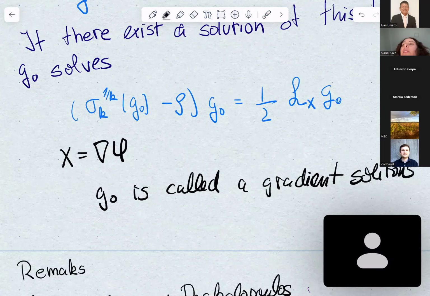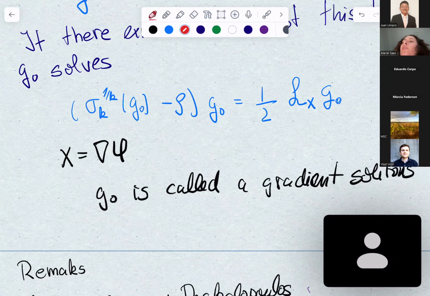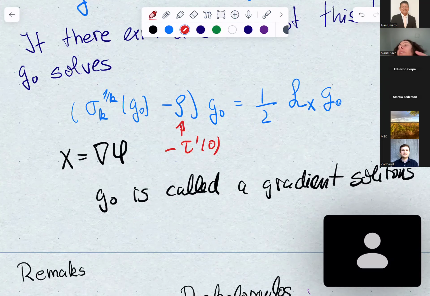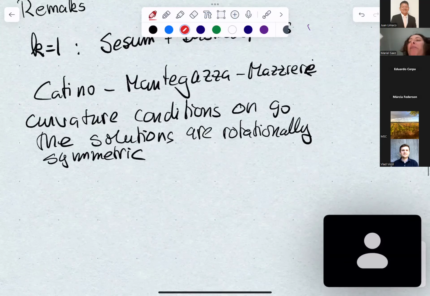And this is something that I forgot that I had to say, so let me go back and say it. So this rho here is minus tau prime at 0, and basically tells you if the soliton is contracting, shrinking, expanding, or just a steady soliton. So usually what matters about this is the sign of this rho. So let me add it as a remark here.